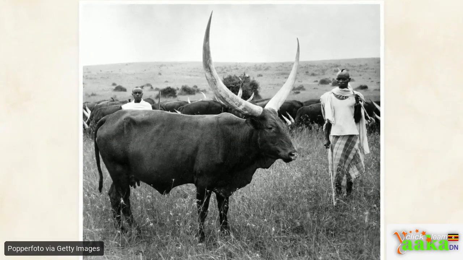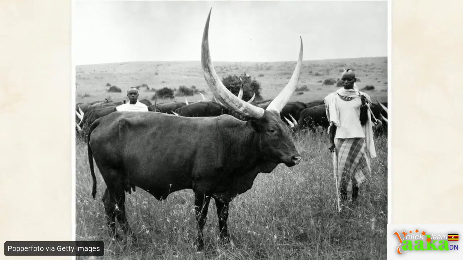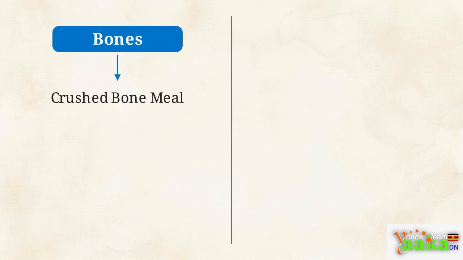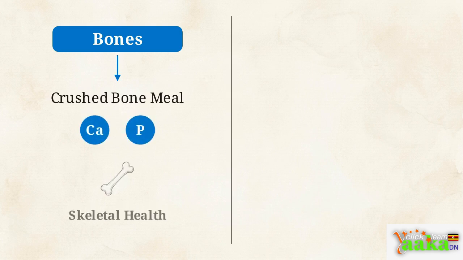After an animal is slaughtered, materials like bones and blood are often discarded. In reality, they are highly concentrated nutritional gold mines. This table shows how we separate these byproducts. First, bones are crushed and processed into bone meal. This yields a dense supply of calcium and phosphorus, which is critical for supporting strong skeletal health in farm animals.